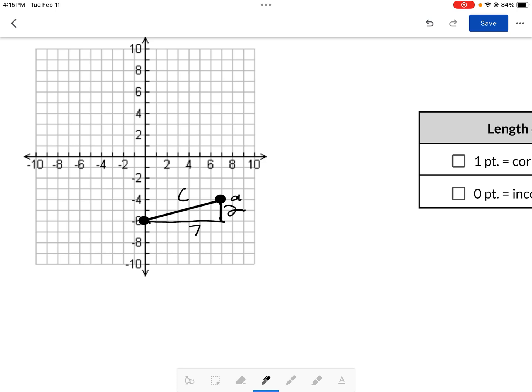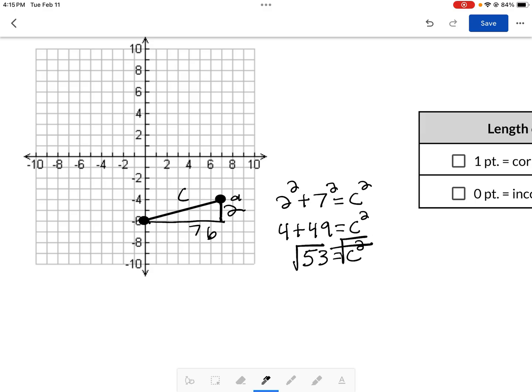So a squared plus b squared equals c squared. So 2 squared plus 7 squared equals c squared. 2 squared is 4. 7 squared is 49, equal to c squared. 4 plus 49 gives me 53. I'm going to square root both sides. The squares cancel. When I take the square root of 53, I get approximately 7.3 rounded to the nearest tenth.